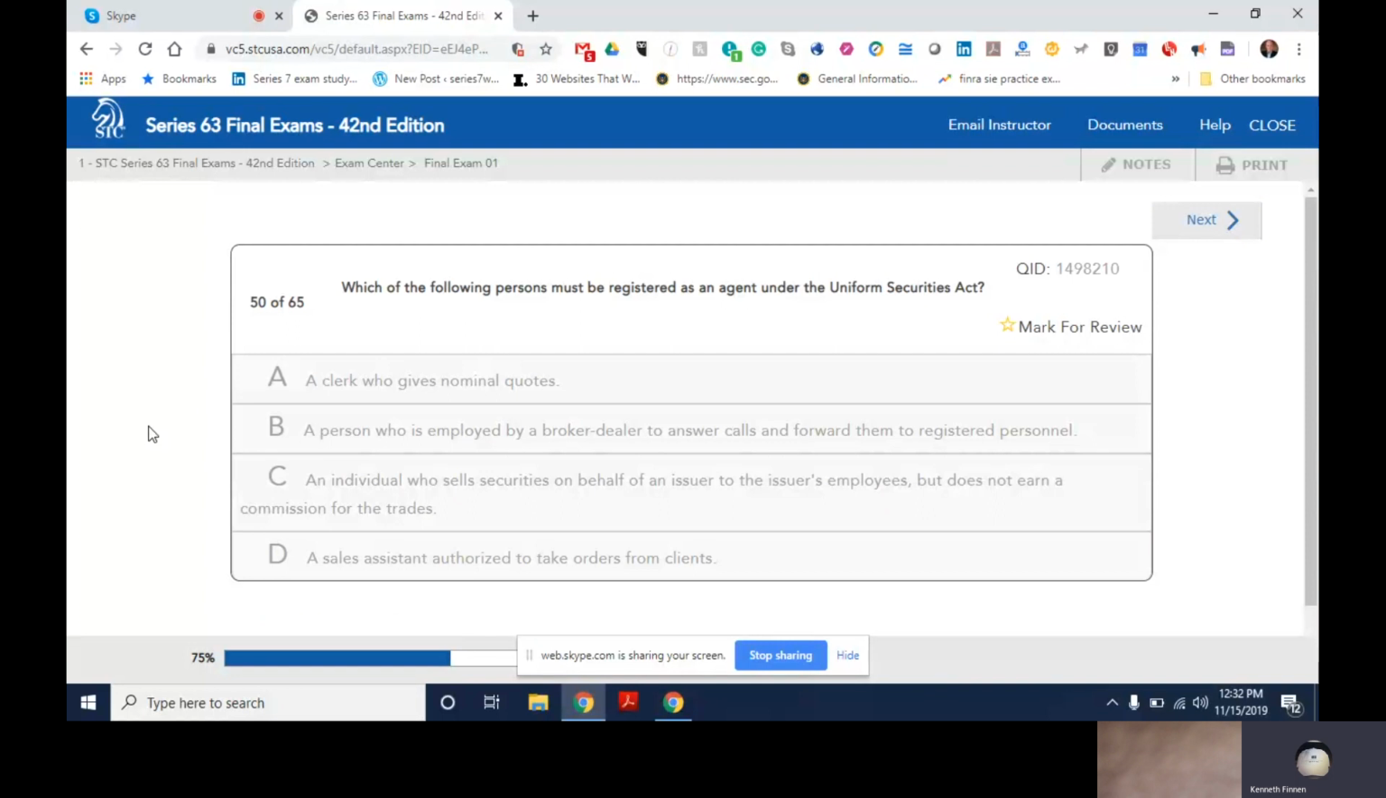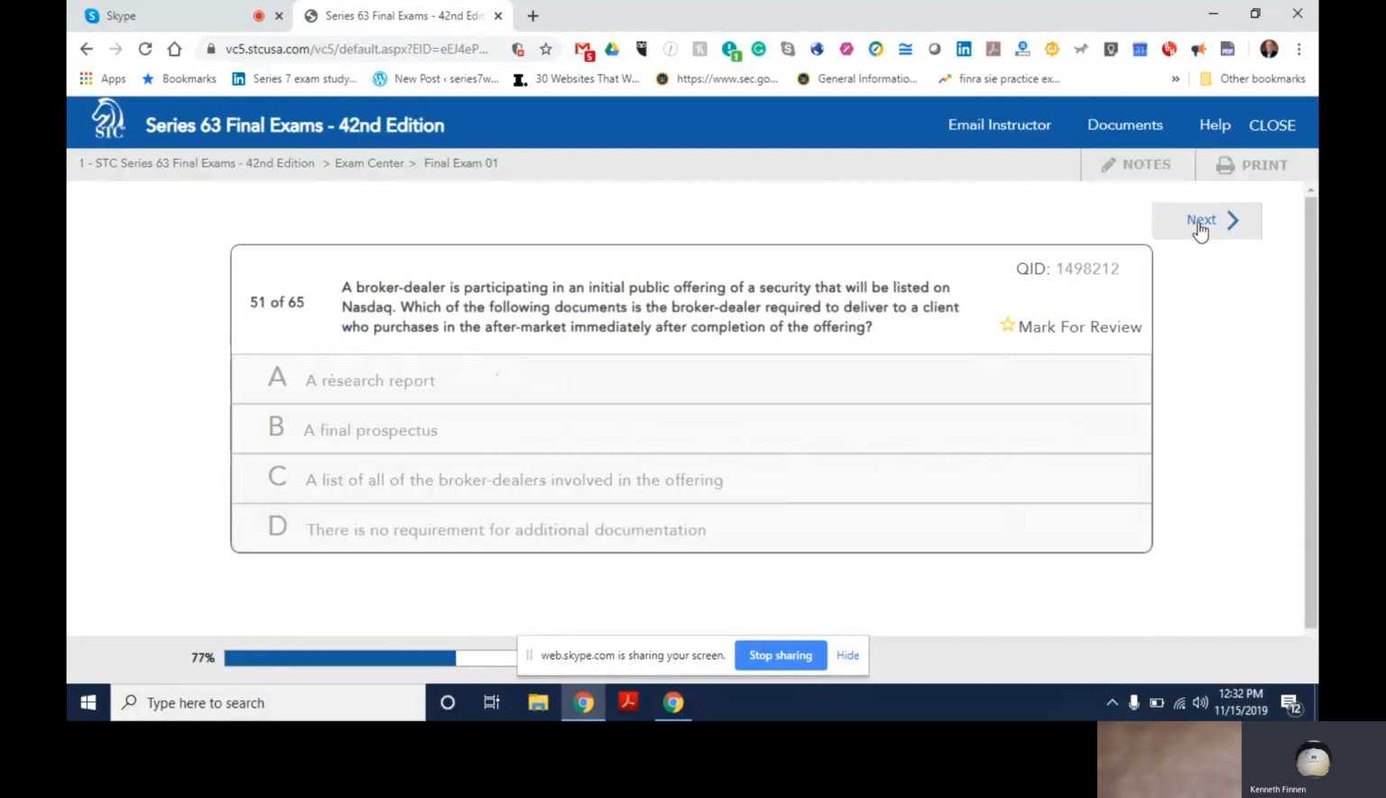Which of the following persons must be registered as an agent under the USA? A clerk who gives nominal quotes, we'll come back to that. A person employed by a broker-dealer who forwards them to registered personnel, that's not, they're just a secretary. An individual who sells securities on behalf of an issuer to the issuer's employees but does not earn a commission, that's not. And a sales assistant authorized to take orders, she's taking orders, so she has to register.